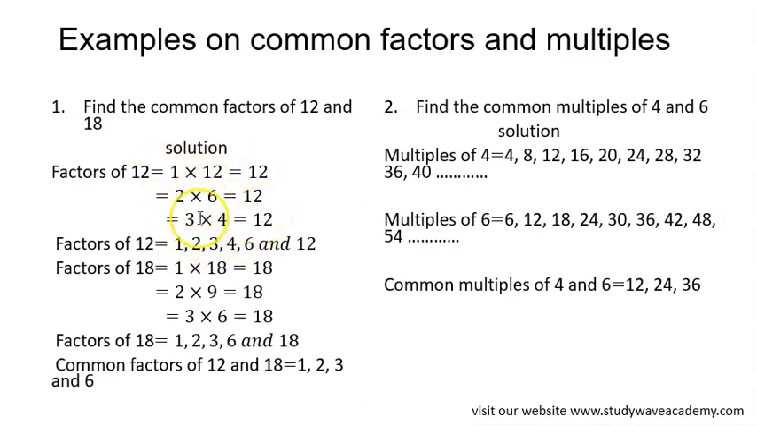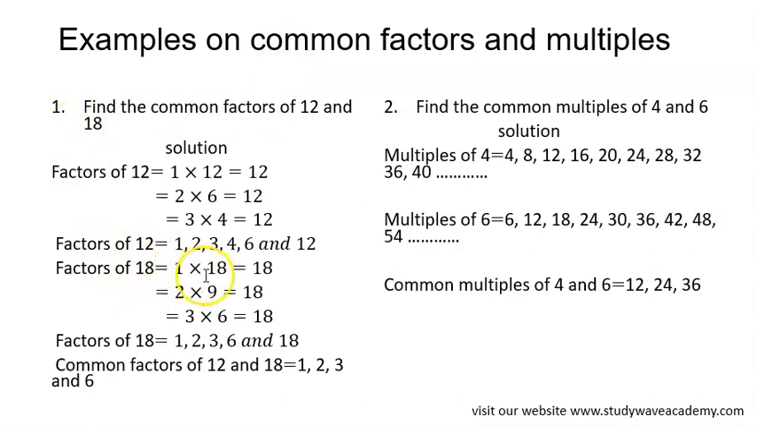So these are the factors of 12: 1, 2, 3, 4, 6, 12. These numbers, when they multiply together, will give you 12. Now we've gotten the factors of 12 as 1, 2, 3, 4, 6, and 12. Let's look for the factors of 18.